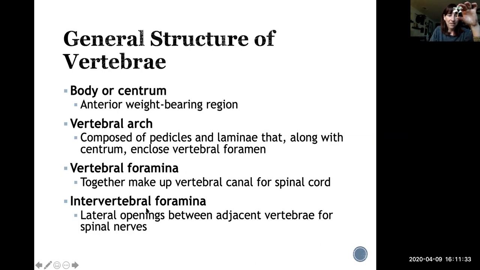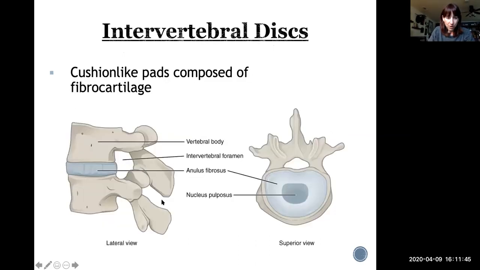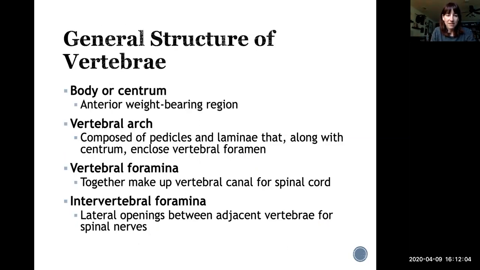foramina plural. And then the intervertebral foramina are the openings that can only be seen when the vertebrae are actually stacked. So these are lateral openings. The intervertebral foramen is going to be caused by the gap formed in between the spinous processes of two adjacent vertebrae, okay? So that's different from the vertebral foramina. You've got the vertebral foramina and the intervertebral foramina, okay? I hope that's clear.